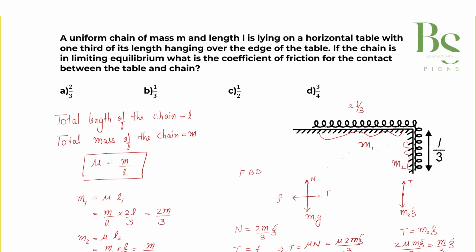Let's cancel out both. On cancelling, let me rewrite the expression here: 2 mu mg by 3 is equal to mg by 3. Cancelling mg by 3 from both sides, mu will be nothing but 1 by 2. This is our coefficient of friction.